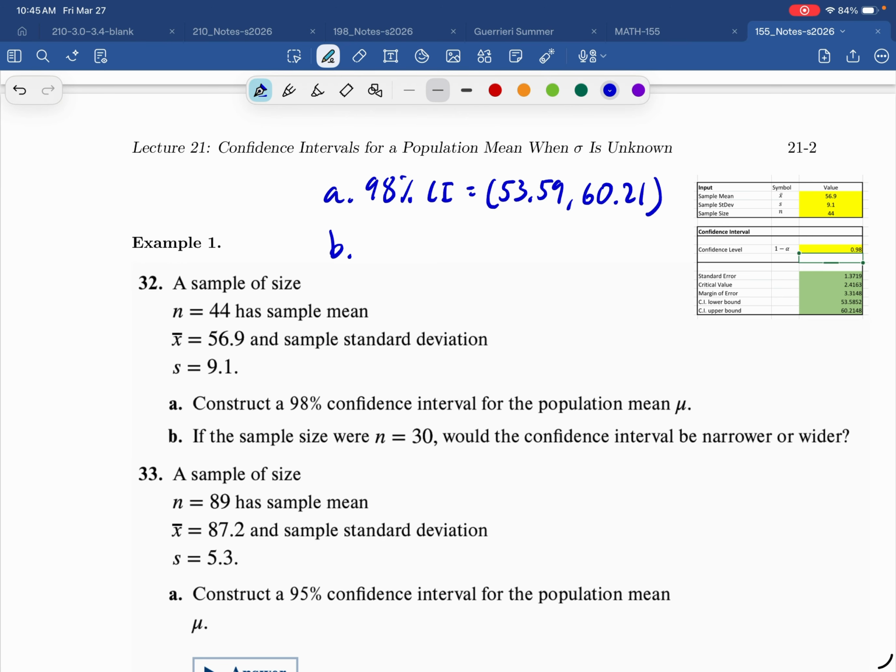Now, let's think about that for a second. We, of course, could just plug in 30 into Excel and see what we get. But if you think about it, the standard error equals S over root n. So as n decreases, the standard error is going to what? Increase. Which implies that the margin of error increases, which means that our interval is going to be wider.